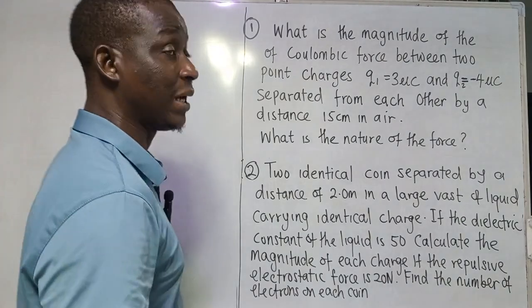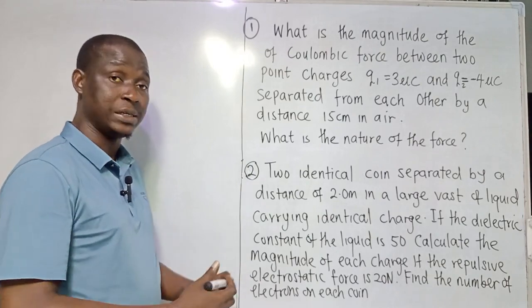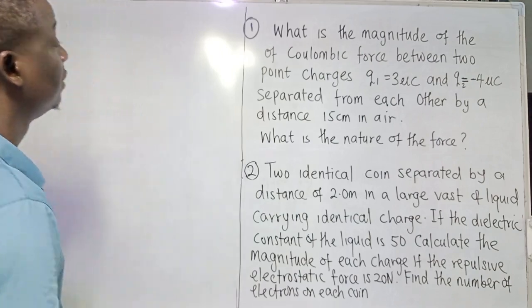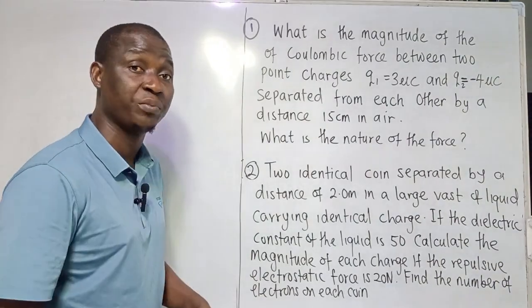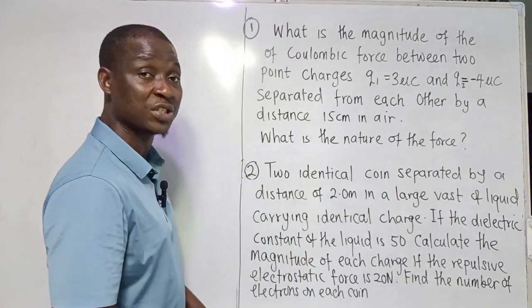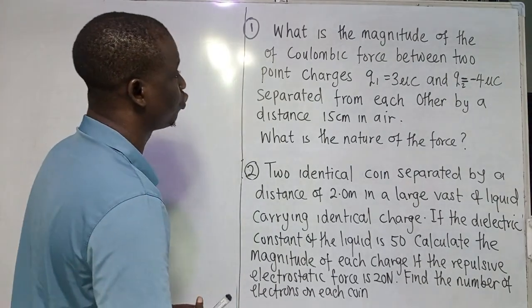Now, we want to quickly look at these two problems that back up the one way explanation of Coulomb's law that we did in our last class. If you have not watched that video, please go and watch it so that you can correlate with the questions we want to solve now. We have two questions here.